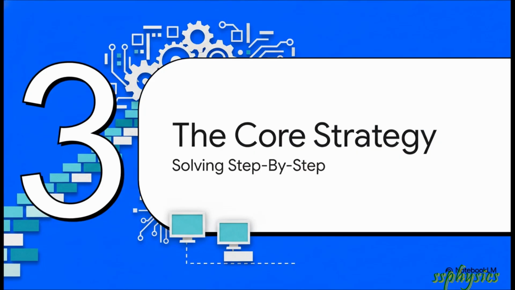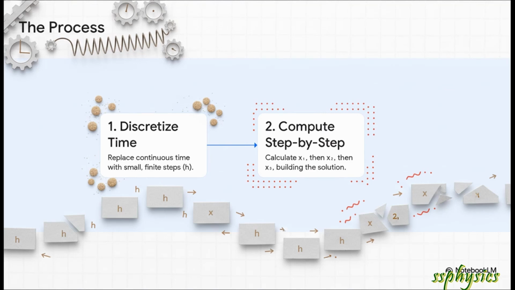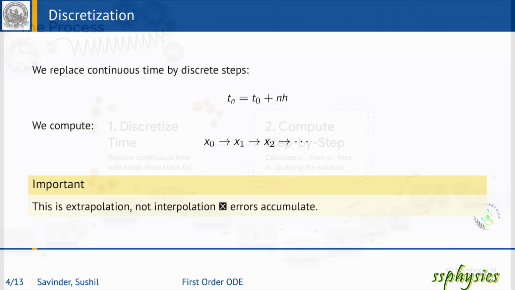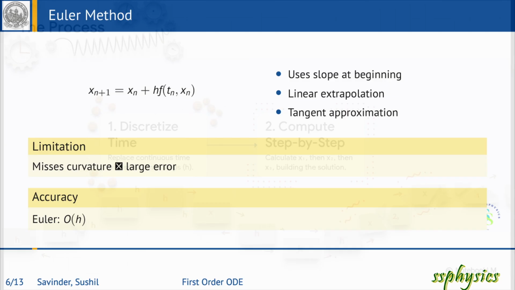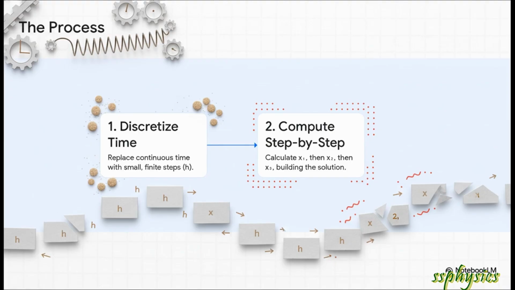Okay, so we've got our rule of change, and we've got our starting point. Now what? How do we actually build the solution? Well, trying to solve these things with just a pen and paper can be ridiculously hard, sometimes literally impossible. So instead, we're going to turn to our trusty computers and use a really powerful core strategy to find a numerical answer. The idea behind this strategy is actually beautifully simple. First, instead of thinking about time as this continuous flowing thing, we chop it up into tiny little finite steps. We'll call the size of these steps h. Then, starting from our known point, x0, we use our rule to figure out the next point, x1. Then we use that point to find x2, and so on and so on. We're literally building the solution piece by piece.